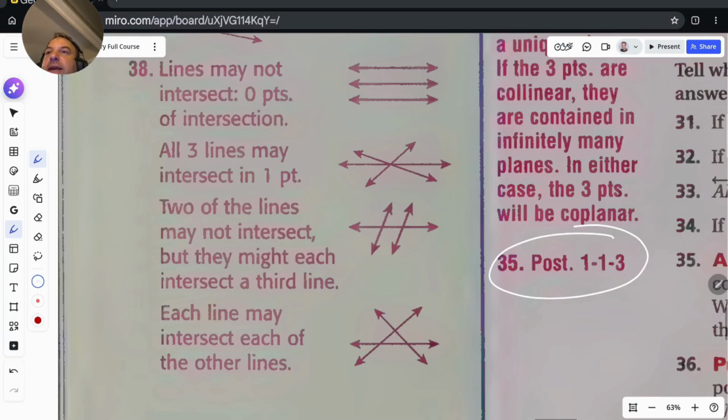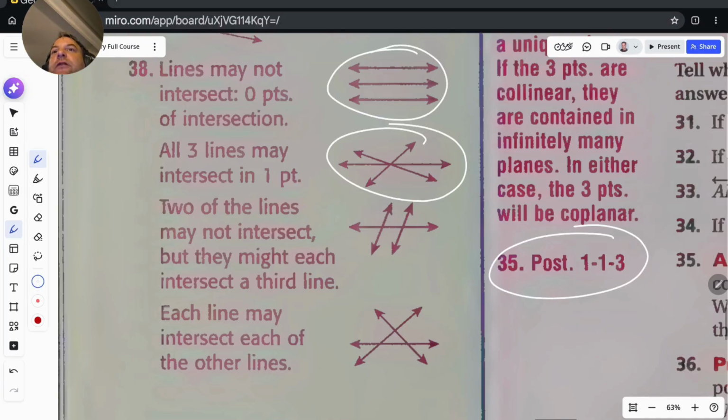All right, so 3 lines on the same flat surface can be arranged in 4 different ways, as we see here. 0 intersections if all 3 lines are parallel, or never crossing. There are 0 intersection points. 1 intersection if all 3 lines pass through the same point, like spokes on a wheel. There is 1 shared point of intersection.